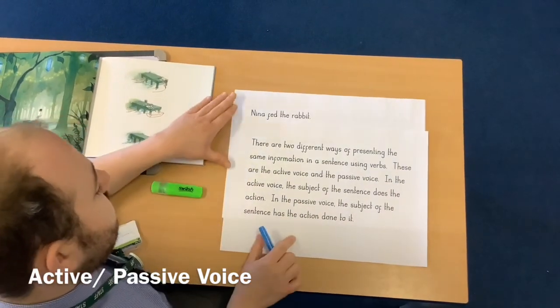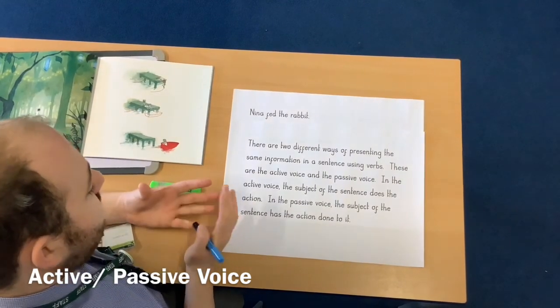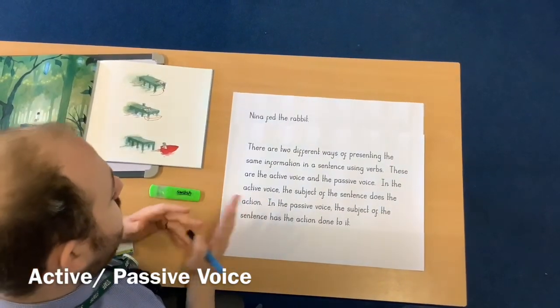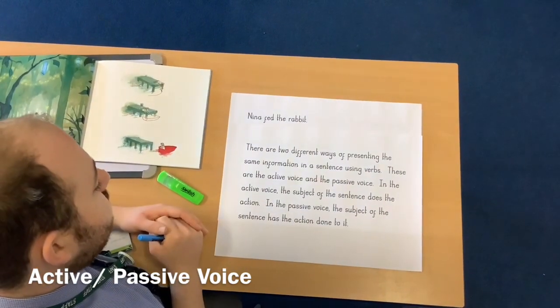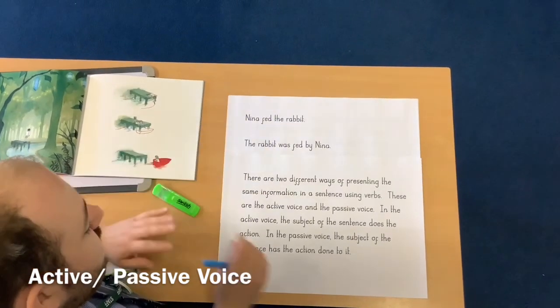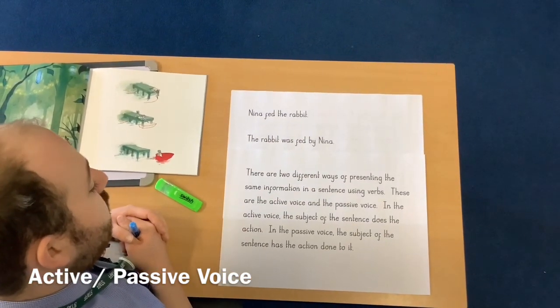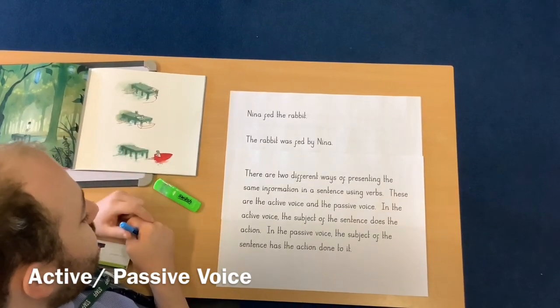Here's our first sentence. Nina fed the rabbit. Now, do we think this is active or passive? Pause it if you want to have a think. Let's take a look at the second sentence so that we can compare the two. The rabbit was fed by Nina. Can you notice the difference between them?